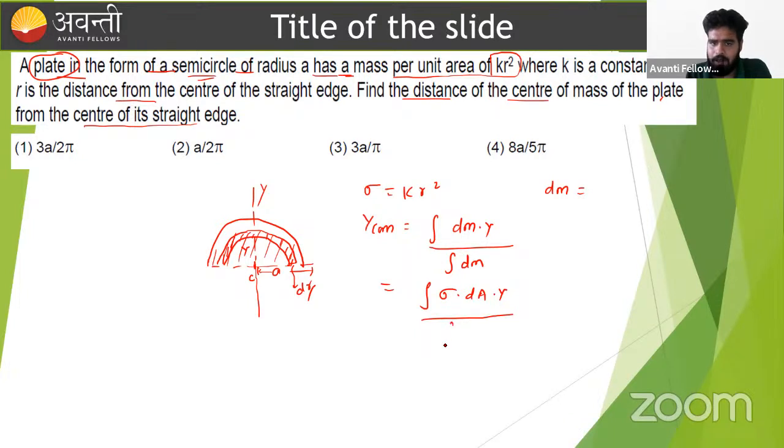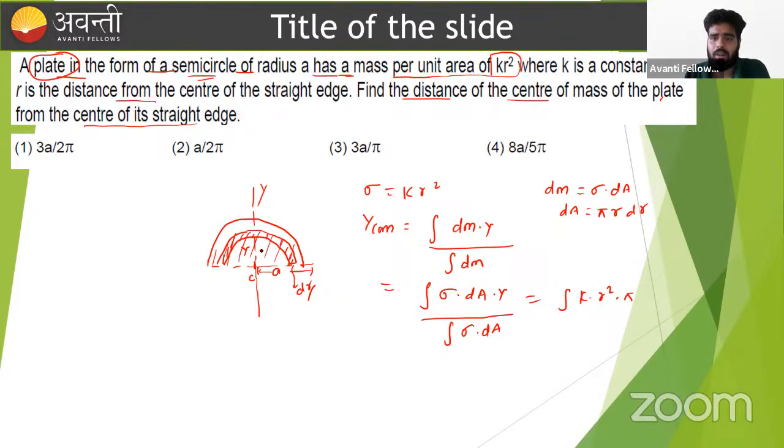Into y. And what is dm here? That is sigma into dA. What is the value of sigma here? Sigma is given as k r squared. And how can dA be written? Because this is not a circular ring, this is a semicircular ring, dA can be written as pi r dr, when we consider thickness dr at a distance r. But here we consider thickness dy at a distance y.